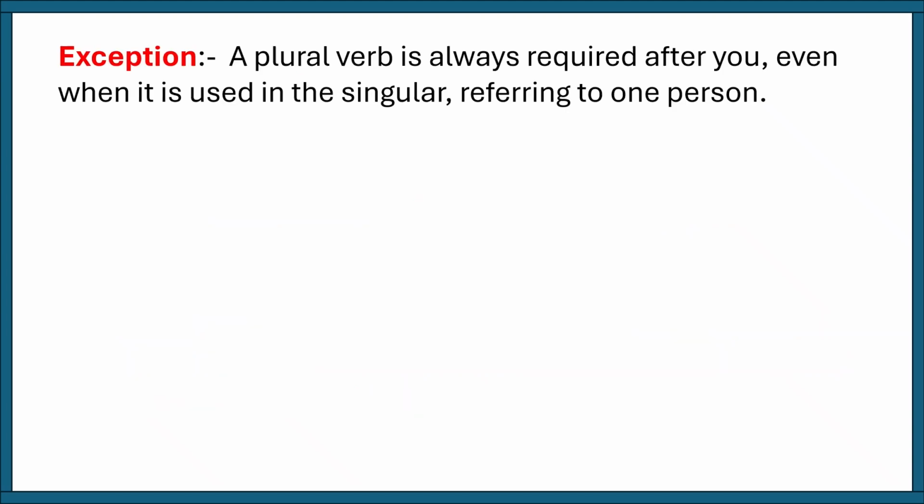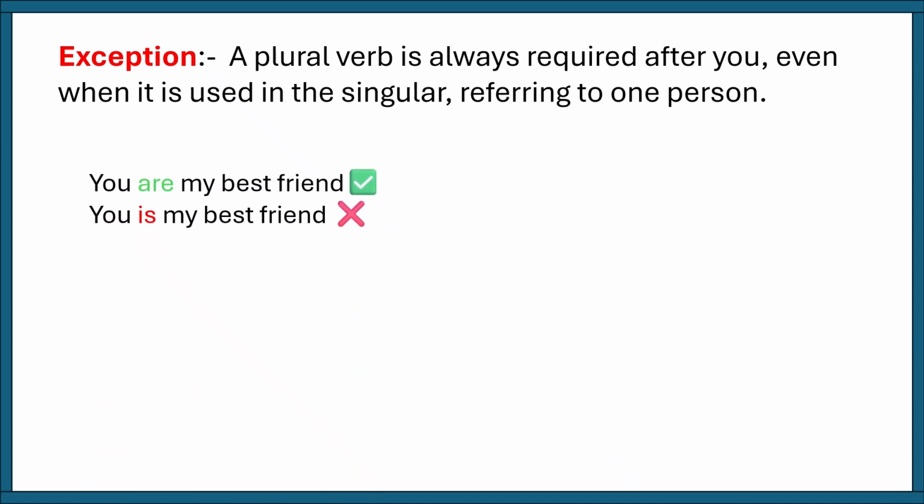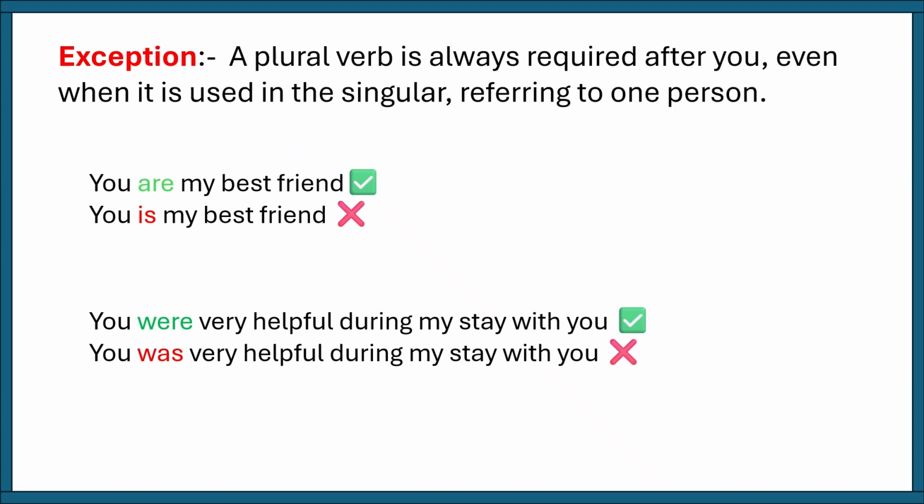Friends, listen carefully. When it comes to English grammar, there is no hard and fast rule. Some of the rules and some of the exceptions we need to remember. Okay? Here, a plural verb is always required after you, even when it is used in the singular, referring to one person. Now imagine Ramesh is your friend. You are talking about Ramesh. You have to say, you are my friend, not you is my friend, even though you are talking about only Ramesh. Okay, whenever you use the pronoun you in sentences, you have to use the verb in plural form, even if you are talking about only one person. I hope you understand. You were very helpful during my stay with you, not you was.